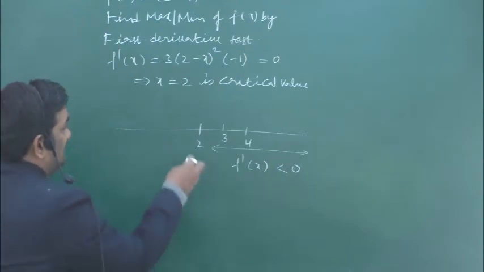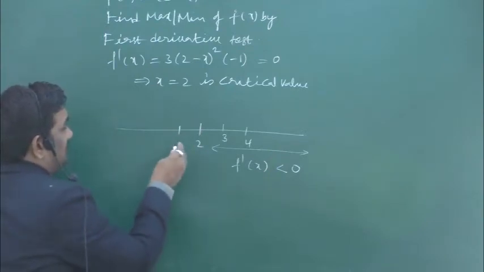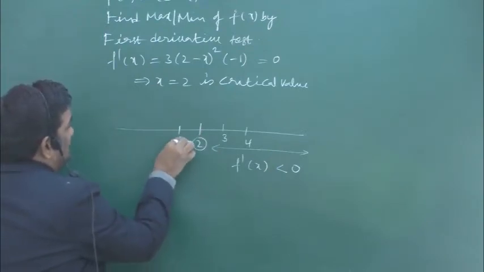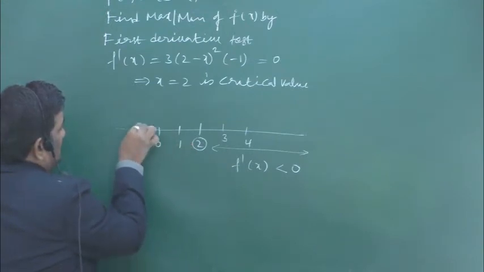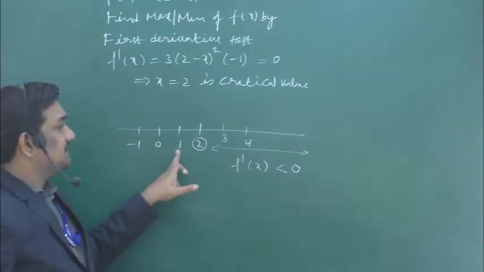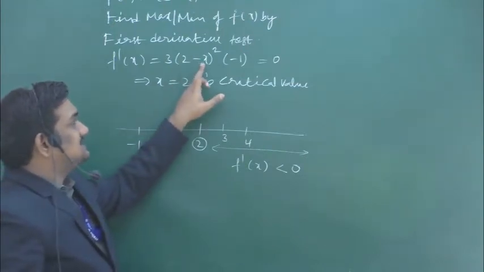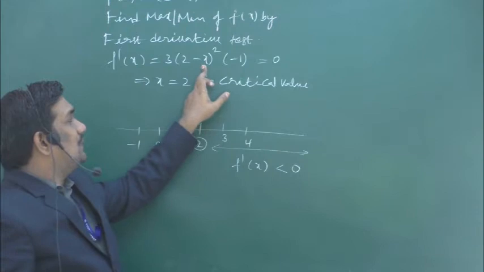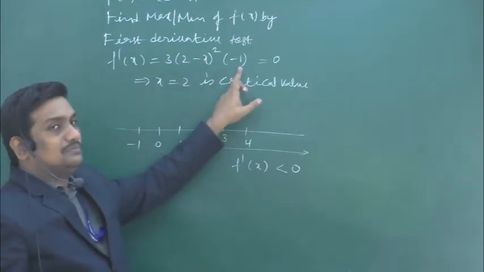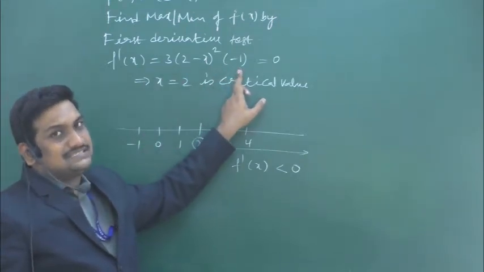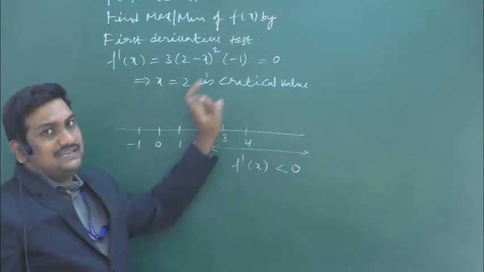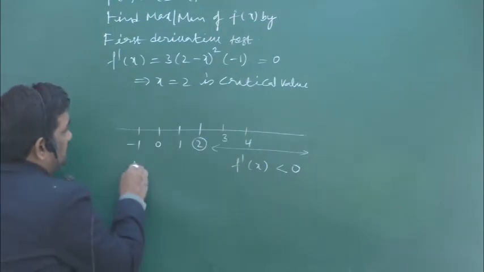Now consider the values on the left hand side of 2. The values are 1, 0, minus 1 and so on. Now at 1, it will be 2 minus 1, 1. 1 into 3, 3. 3 into minus 1, it is minus 3. So minus 3 is the negative value.